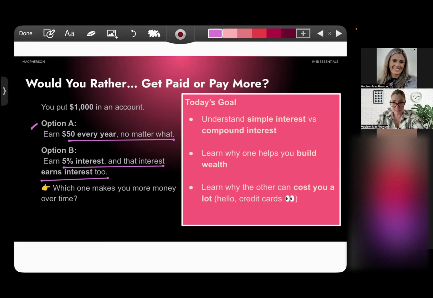Do you know what interest means? Maybe, maybe not. Interest is just money that can be added to your account. And the percentage rate tells you a percent of what you are putting in. Okay, we've got a few different answers in the chat. Okay, so option A, every year you're getting $50 no matter what.